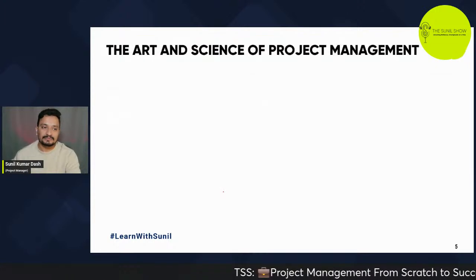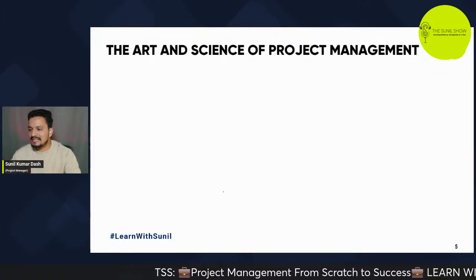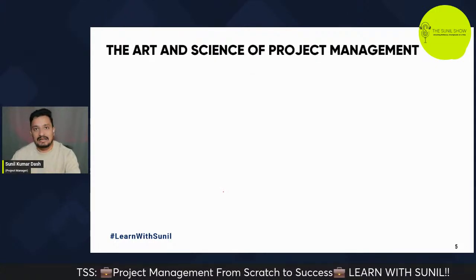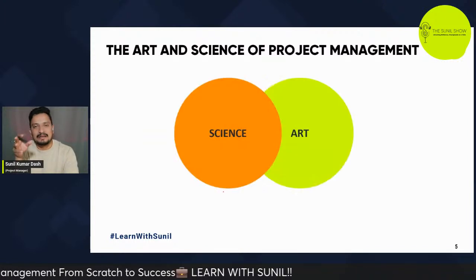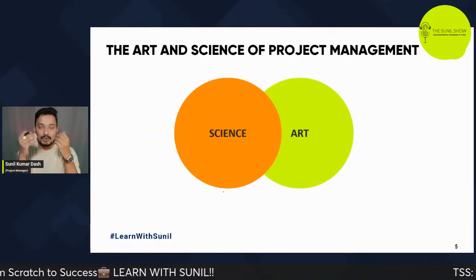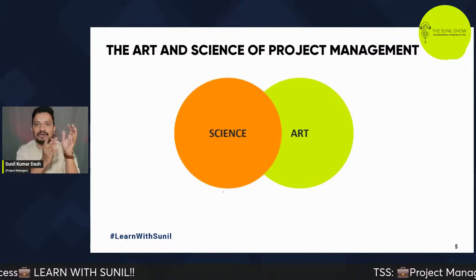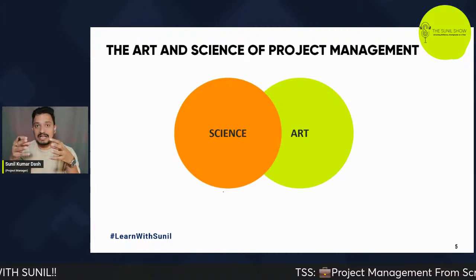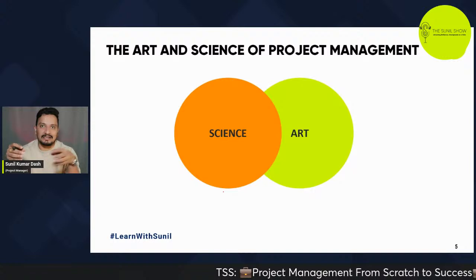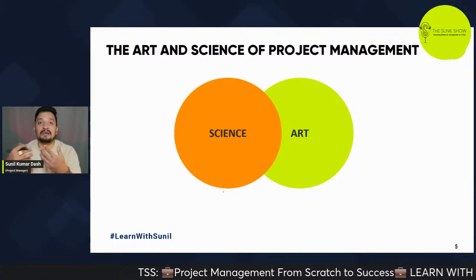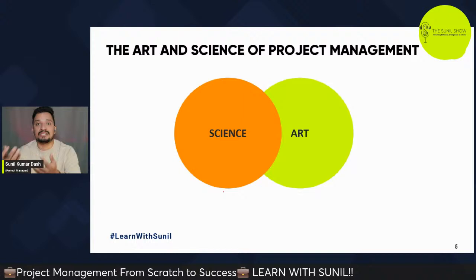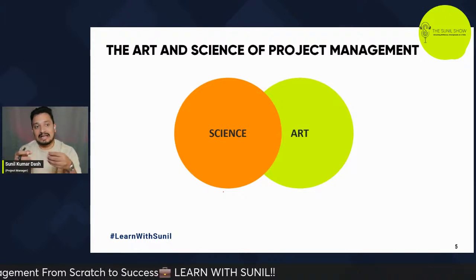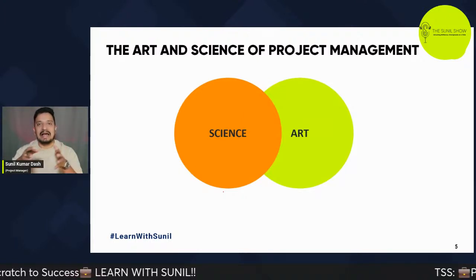Now, let's understand the second thing, the art and the science of project management. When I say art and science, as a project manager, you need to work with people. You need to understand the technicality, while the art is the communication. You need to have leadership skills. You need to build relationships with people. That's what we mean by science and art.